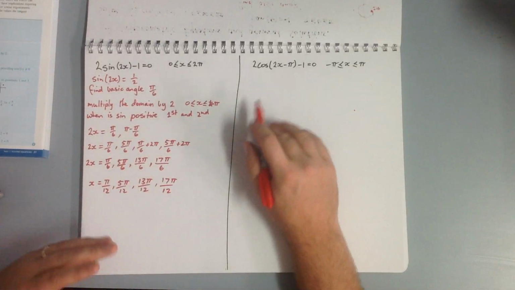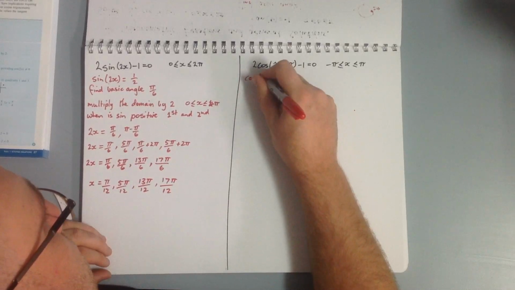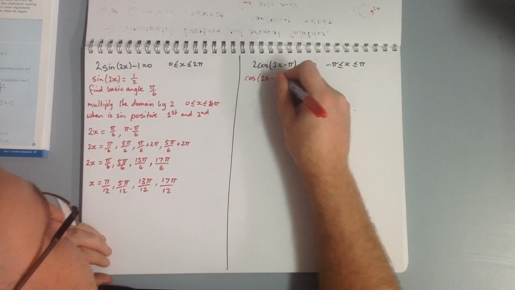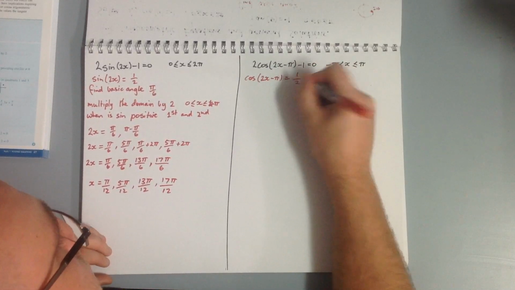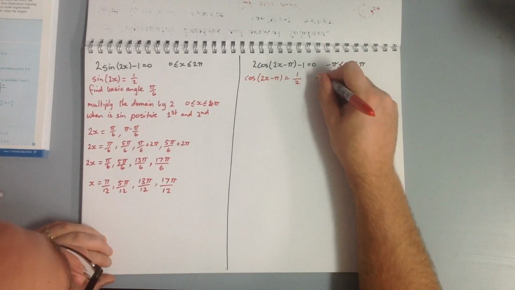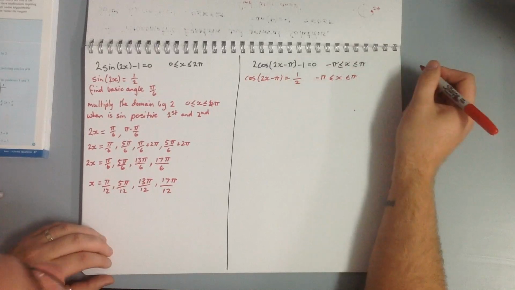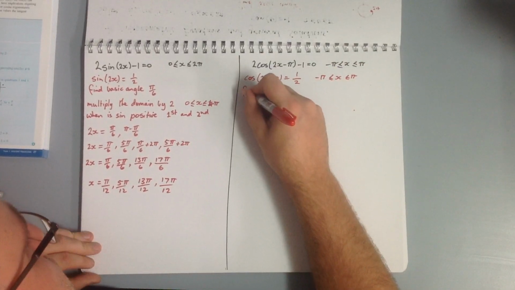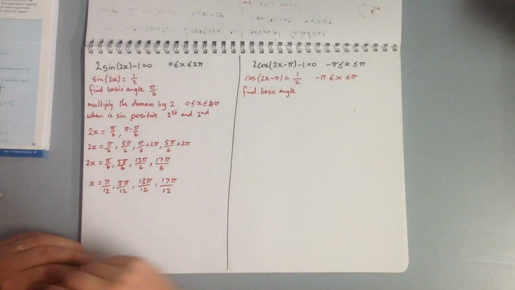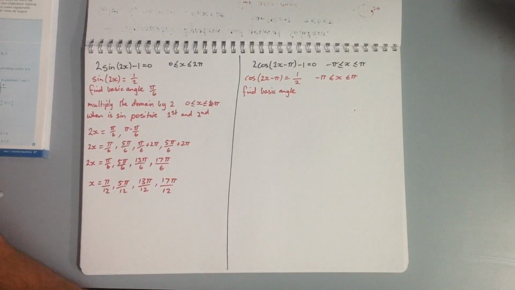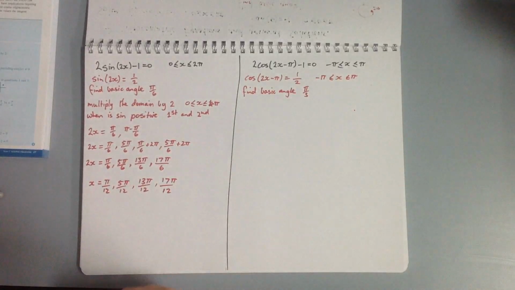So again, what we need to do is get just the cos part by itself. So you say cos of 2x minus pi equals 1 over 2. And we're still in that same original domain. So find the basic angle. When does cos actually equal a half? So the basic angle is pi on 3.